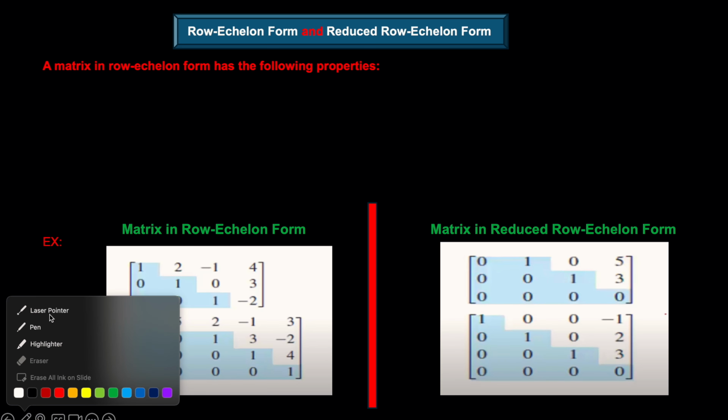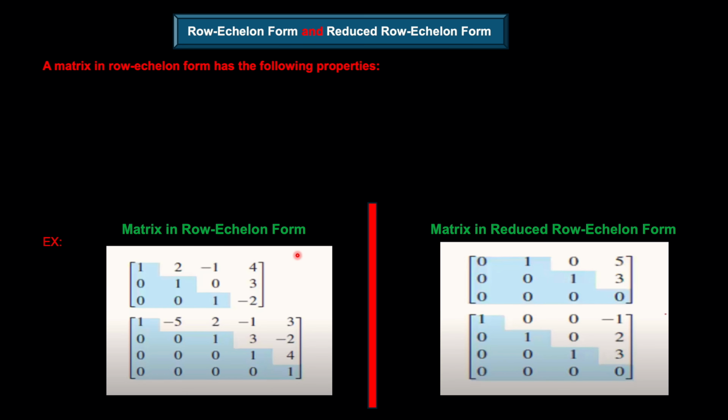In this video, we'll learn when we can say that a matrix is in row echelon form and when it is in reduced row echelon form also. So a matrix in row echelon form has the following properties.